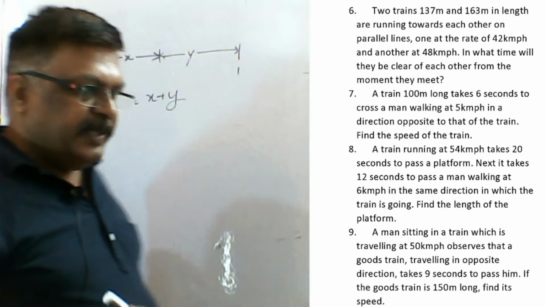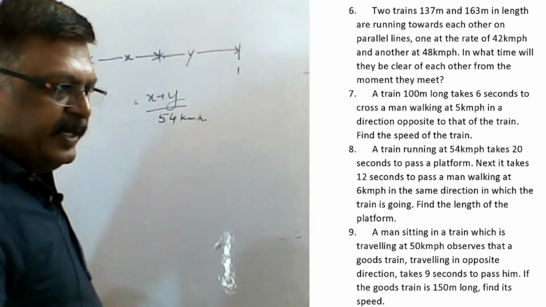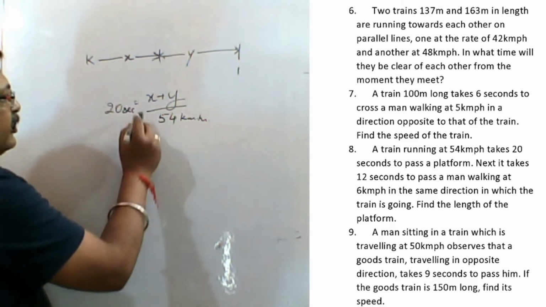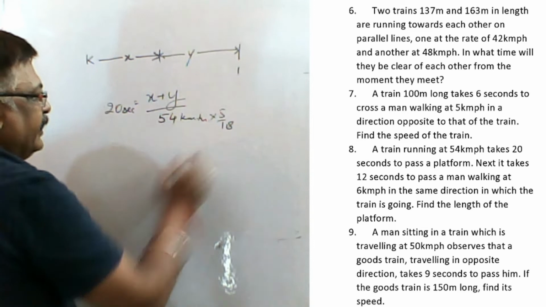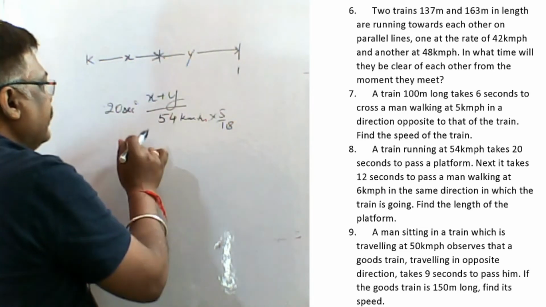Okay. The speed of the train is 54 km per hour, and it takes 20 seconds to pass a platform. How much time does it take? 20 seconds. So we have to convert now, 5 by 18. Okay, so we don't know the length of the train as well as the length of the platform.